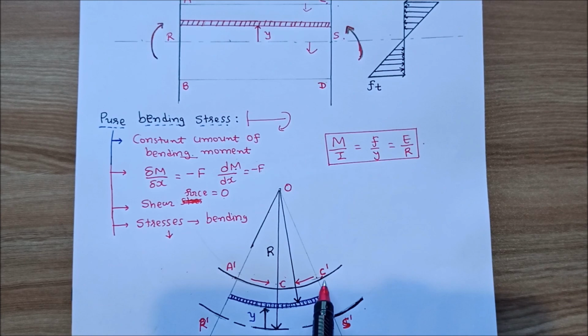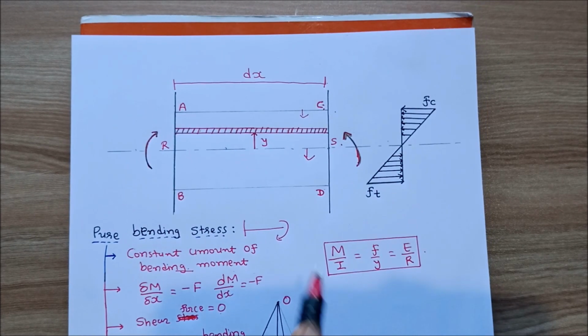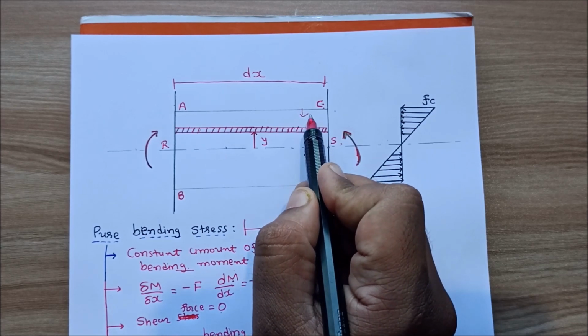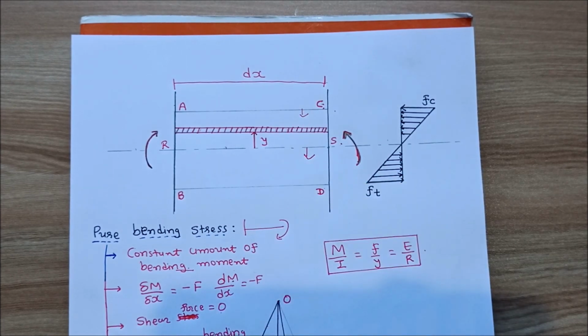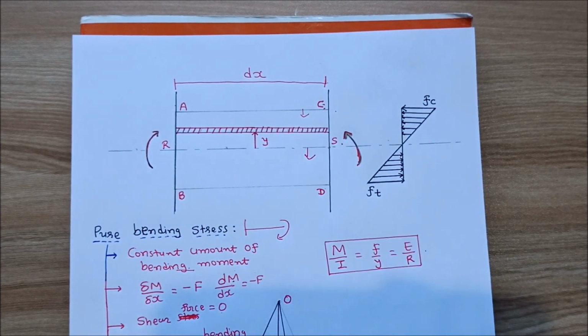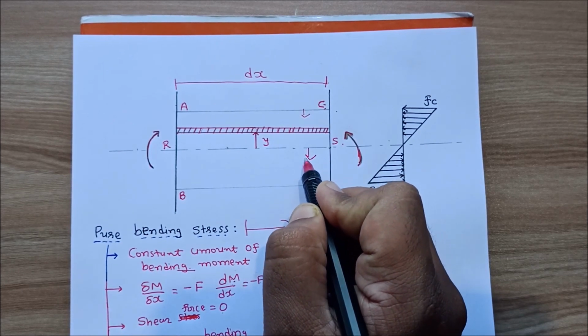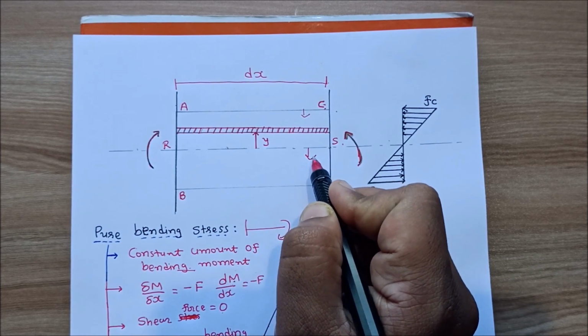So here AC suffers compression and reduces to A dash C dash. As we proceed towards the lower layer of the beam, they also suffer compression but to a lesser degree until we reach the neutral axis, because at the neutral axis there is no change in its length. As we further proceed towards the lower layer, we find that layers have suffered tension.